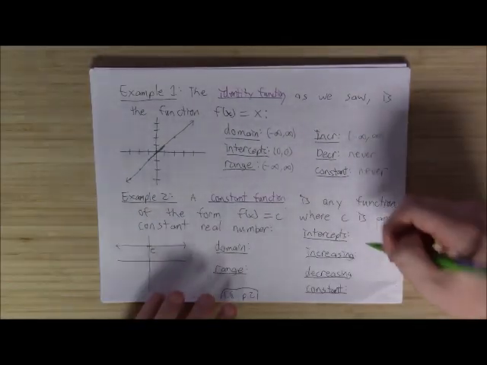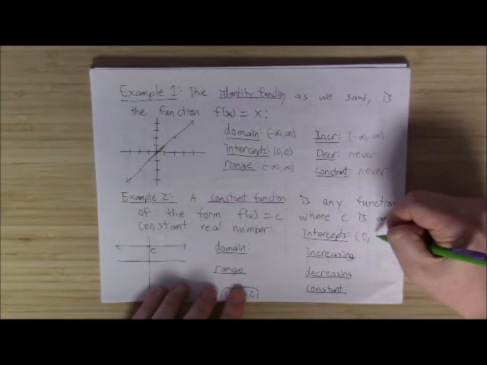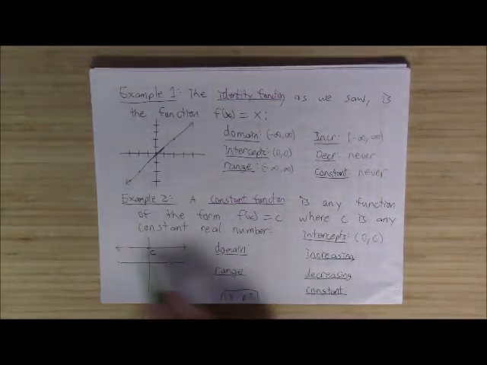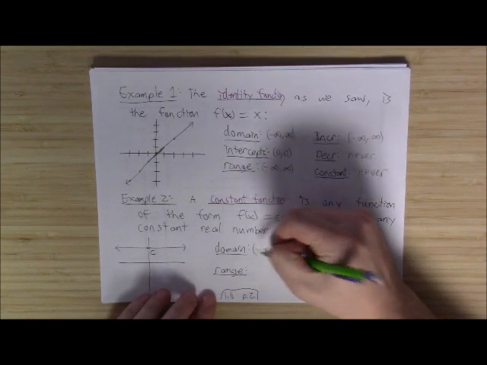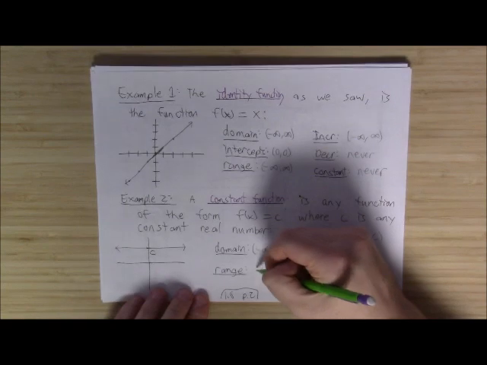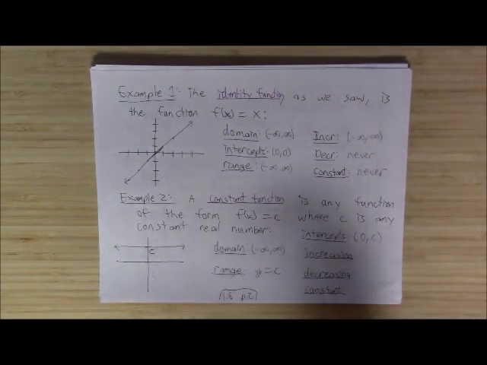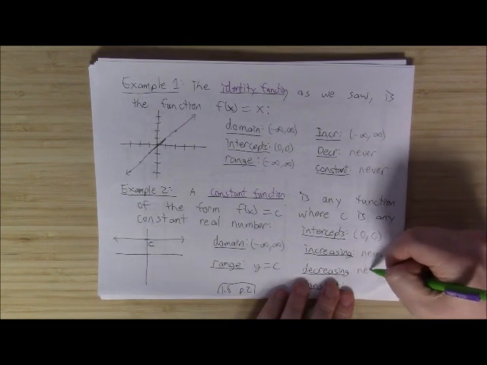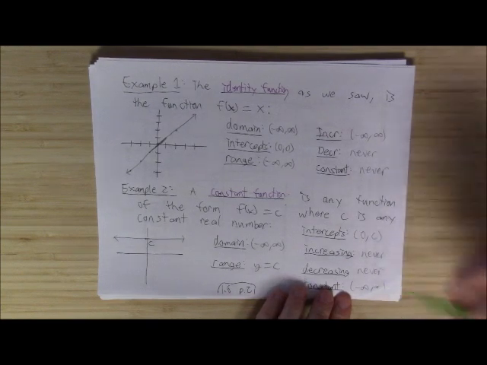Well, then we see the only intercept will be (0, c). We also see our domain will be all real numbers. But our range is only going to be that value c, so just y equals c. Increasing, it's never going to be increasing. It's never going to be decreasing either because it's always constant.